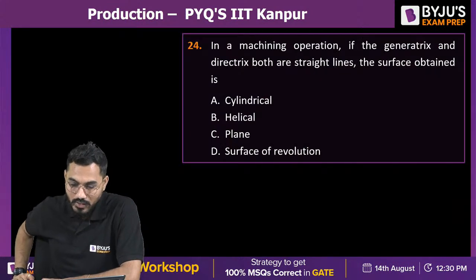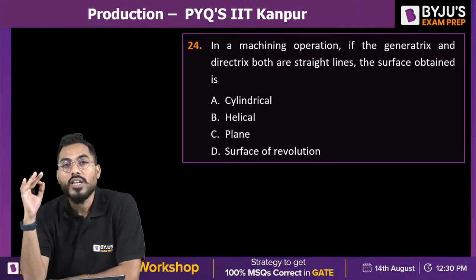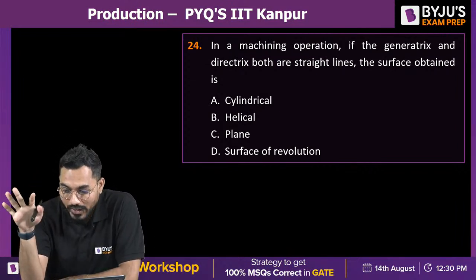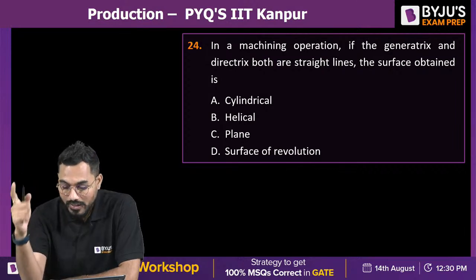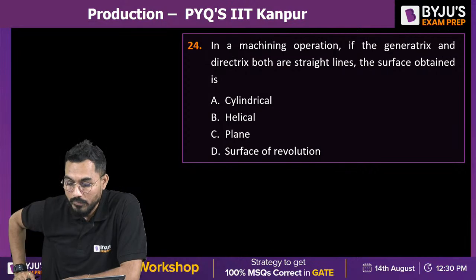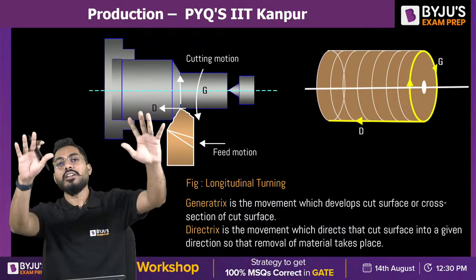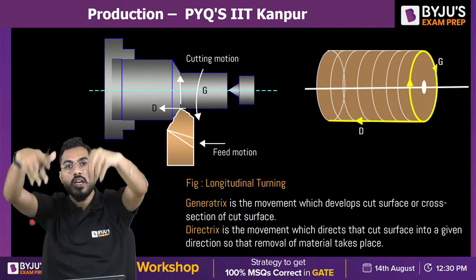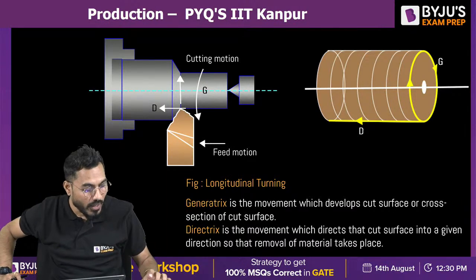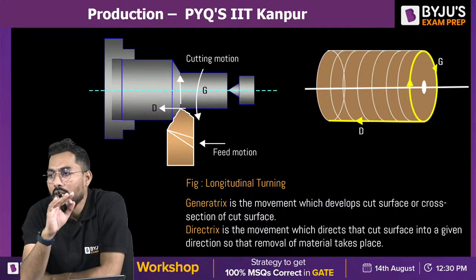Next question. In a machining operation, if the generatrix and directrix are both straight lines, the surface obtained is a cylindrical surface, a helical surface, a plane surface, or a surface of revolution. What is it? We know what generatrix and directrix are, and whenever I take a paid session or a YouTube session, I'll cover that. I'm new to this platform, so students do not know me much, but these things will be covered in a very detailed manner.